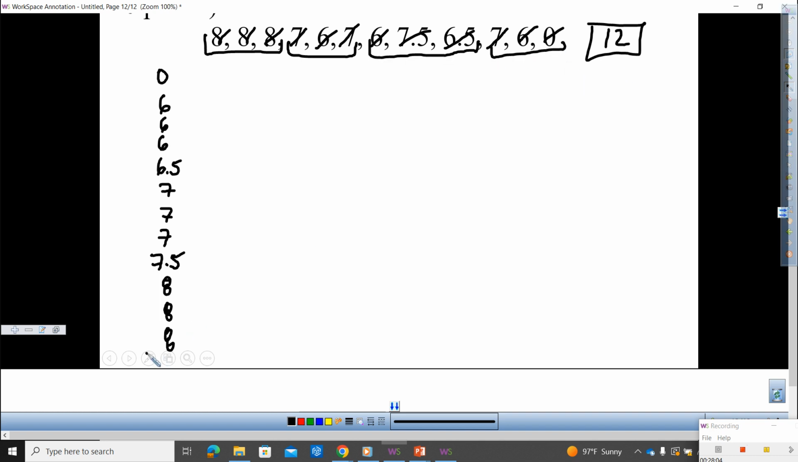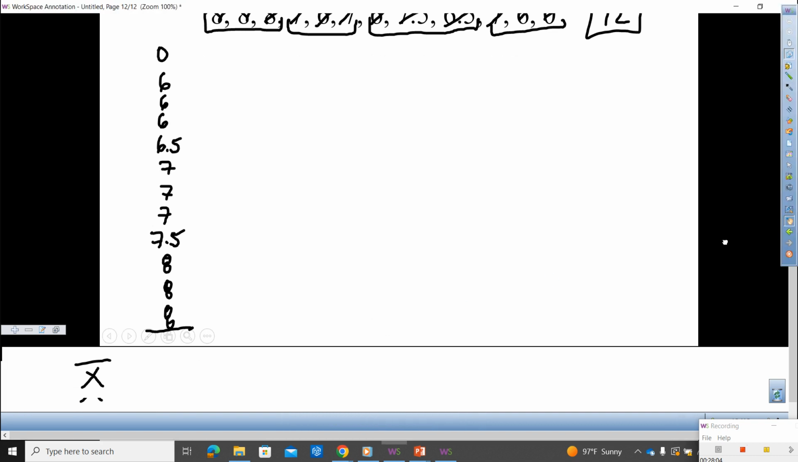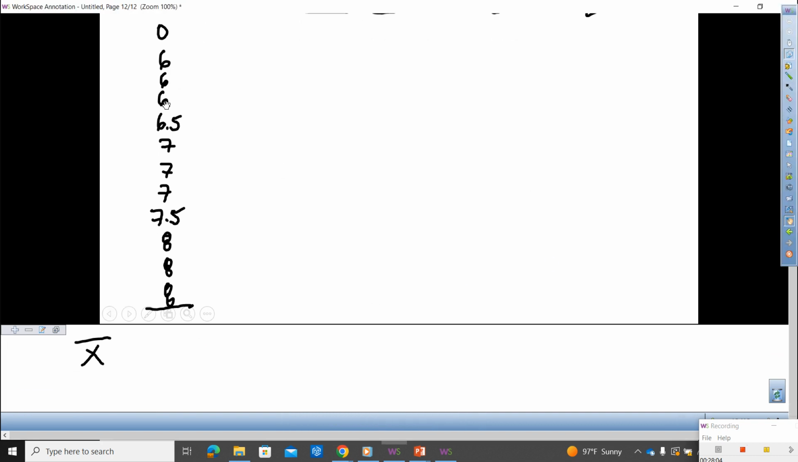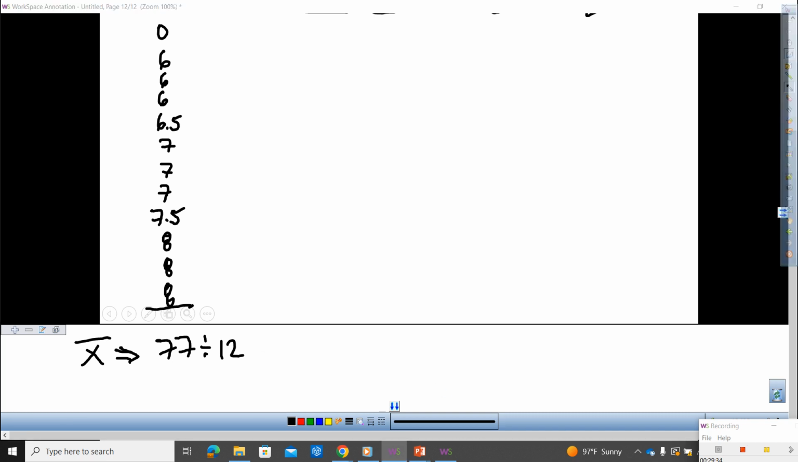Okay. So we need to find the sum and then divide by 12 to give us the mean. What is 0 plus 6 plus 6 plus 6 plus 6.5 plus 7, 7, 7, 7.5, 8, 8, and 8? Natalie. 77? All right, so let's write that in there. So to find the mean, we take 77 and divide by 12. 77 divided by 12. Share with your neighbor, see what they got.